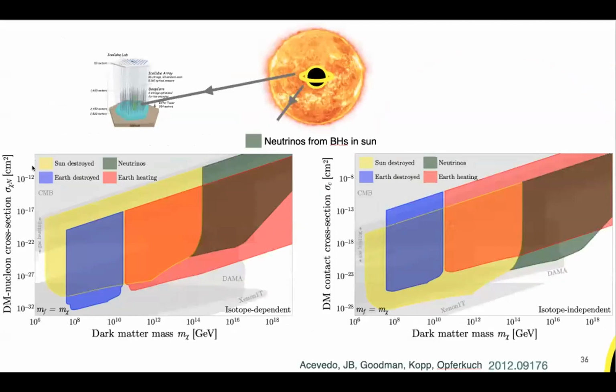And so you can use IceCube data that was used to set bounds on dark matter annihilating in the sun, also to bound the scenario that dark matter forms small black holes that evaporate in the sun and give you a neutrino signature. This was work I did with some grad students that I've already mentioned, and also Joachim Kopp and Toby Opferkuch.